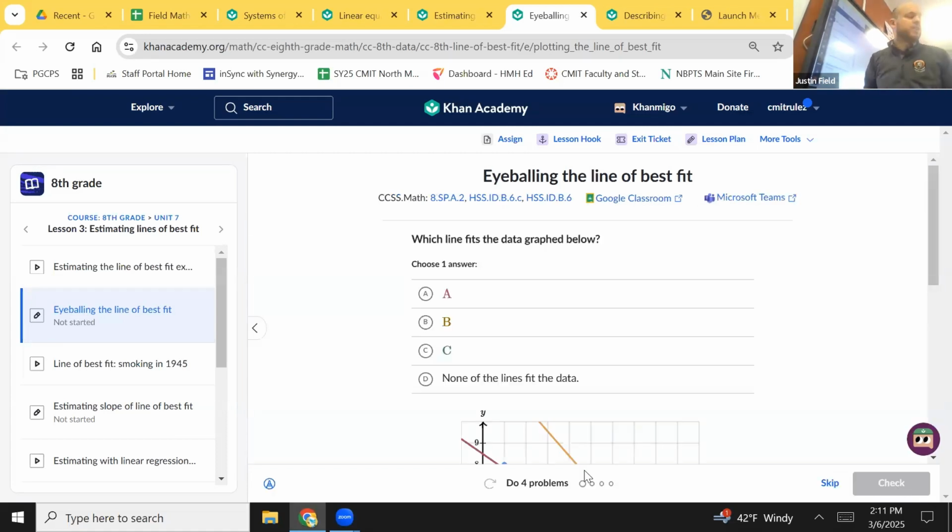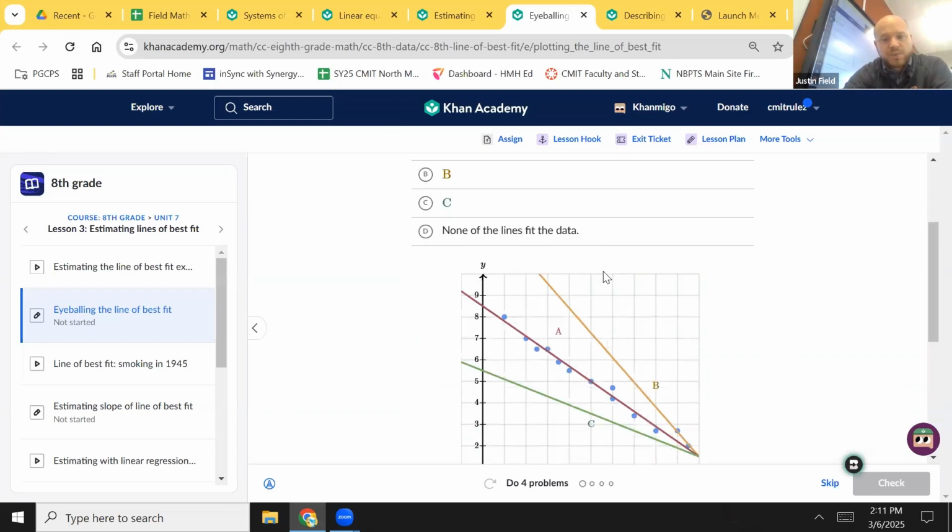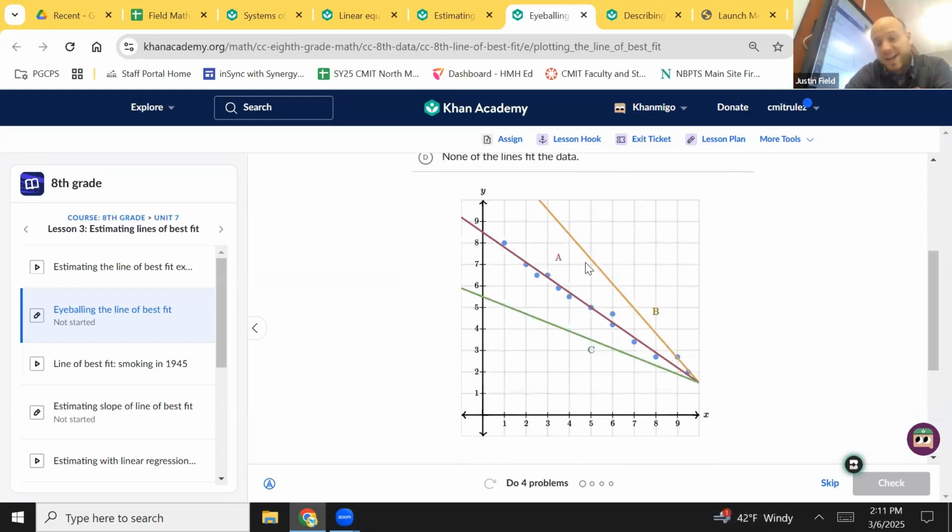So not only do we look at trends in the data, but we also use scatter plots to make predictions about the future. And we do that by graphing that line we keep drawing and using the line to make the predictions. So which line fits the data in the graph below? When you're trying to choose the line that best fits the data, I'm going to type this one. I want you to write it.